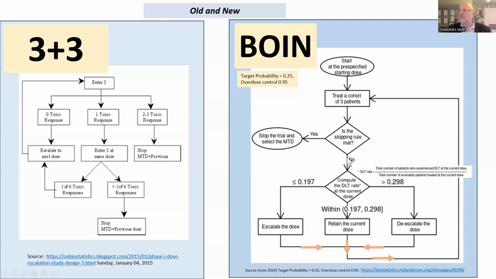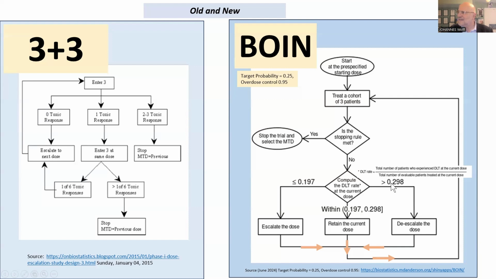Now, we assume the stopping rule hasn't been met yet, so we actually do our calculations. We calculate the dose-limiting toxicity rate, and that is the total number of patients experiencing a DLT divided by the total number of patients evaluable. Evaluable would be 3 in this case. If that DLT rate turns out to be lower or equal to the number written on the left of the diamond, then you assume the dose is too low and you escalate higher.